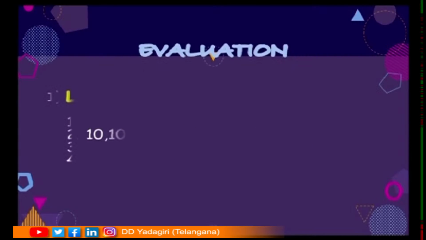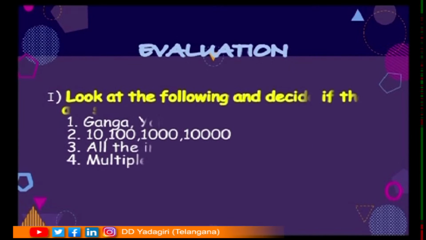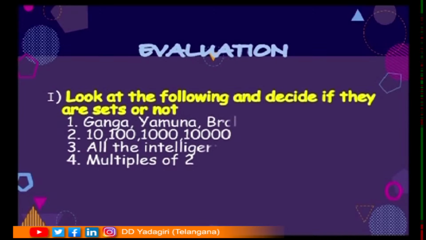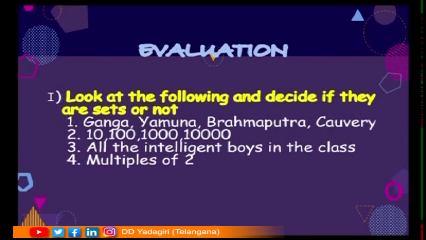Okay children, this is an evaluation for you of what all you learnt today. Now try them for yourself and please refer to your textbook wherever you find it difficult. Now look at the questions. The first one is, look at the following and decide if they are sets or not. You have to say whether the following are sets or not. Ganga, Yamuna, Brahmaputra, Kaveri. The second one is 10, 100, 1000, 10,000. The third one is all the intelligent boys in the class. The fourth one is multiples of 2.